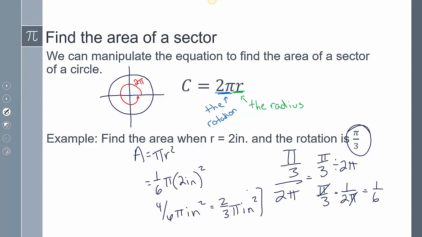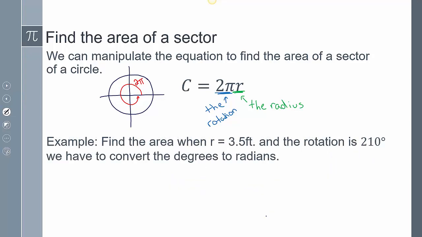And you can enter that in your calculator, and you're going to get what your area is going to be. Now sometimes, if I have degrees, you can convert that into radians as well. I could say, oh, the 210 degrees, convert that into radians, which if I did that, I'm going to get 7 pi over 6.